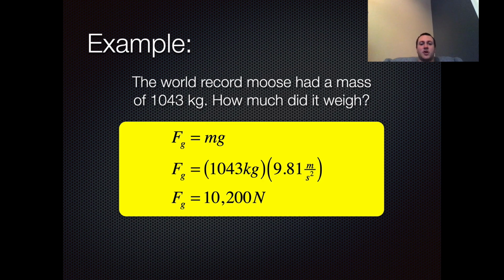So this is what we have in terms of finding net forces using Newton's second law, as well as our difference between weight versus mass.